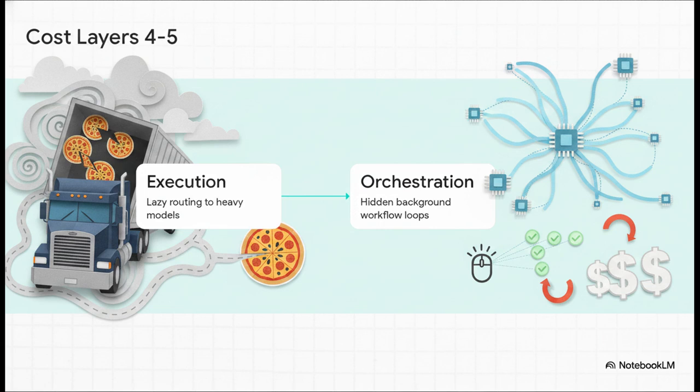Then we hit the execution layers. Step 4 is model execution. Now, a huge mistake here is lazy routing, like sending every single simple request straight to your absolute heaviest, most expensive model. It's basically like using an 18-wheeler truck to deliver a single slice of pizza. Yeah, it gets the job done, but it totally wrecks your unit economics. And then step 5, orchestration and retries. A user clicks a button, looks super simple to them, right? But behind the scenes, that one click can explode into 5 or 10 hidden model calls, safety checks, and background retries that instantly double or triple your costs without the user ever knowing.